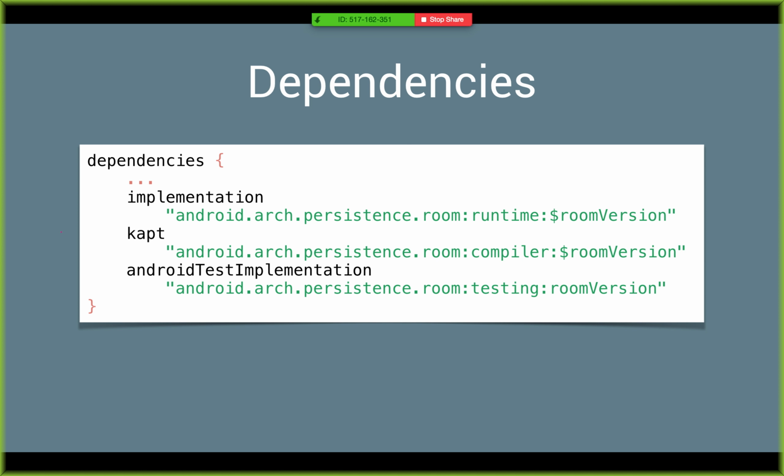Now in the module build.gradle, you have to add these 3 dependencies. The first one is the dependency itself. This implementation keyword is replacing the compile keyword; in Android Studio 3.0, we are using implementation instead of compile. The kapt is the annotation processor for Kotlin. If you are using Java in your project, you should replace this with annotationProcessor. And androidTestImplementation is for unit and integration tests.